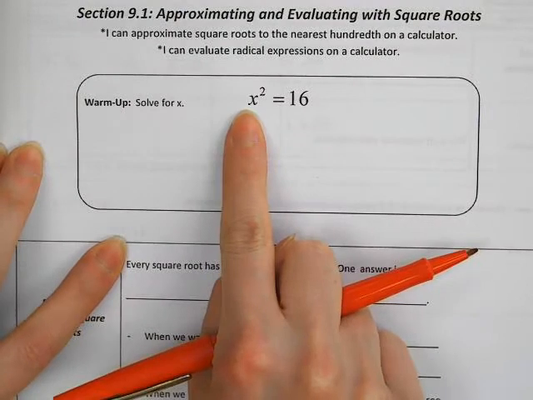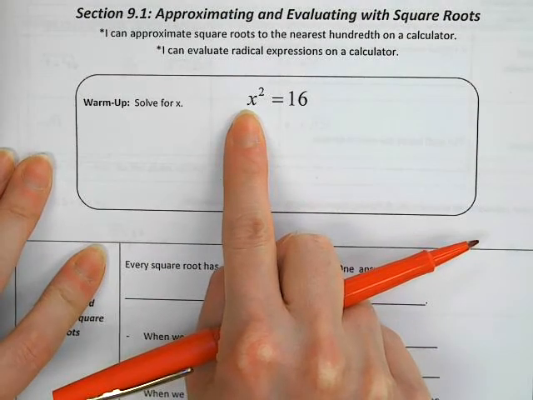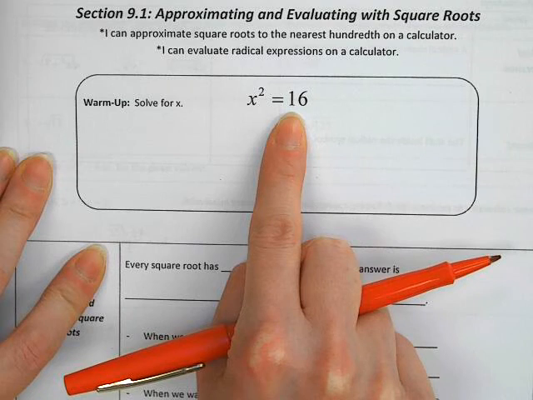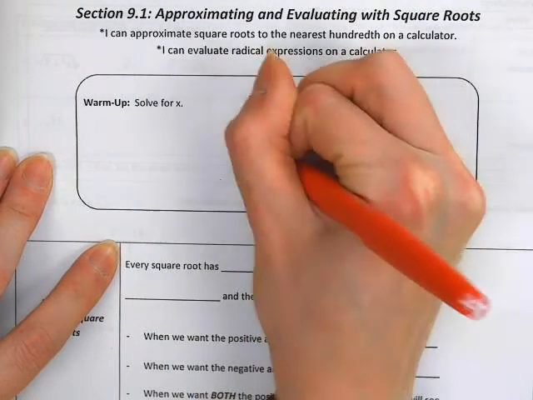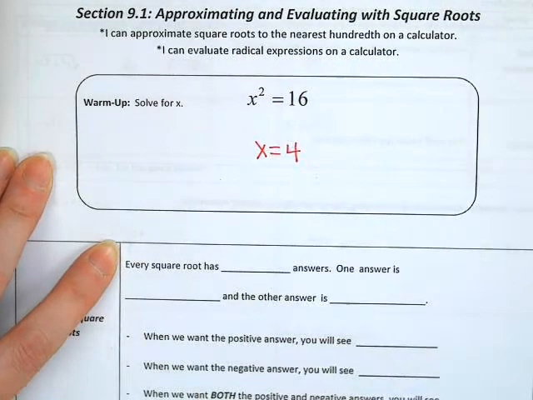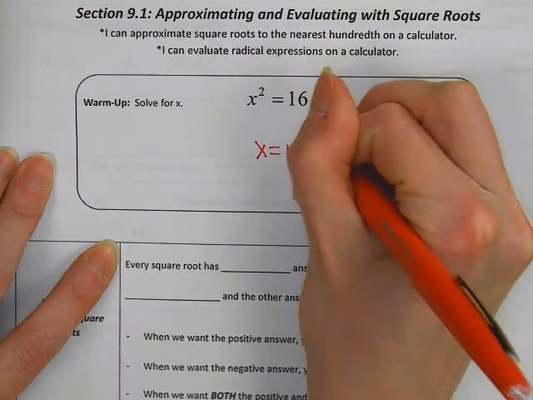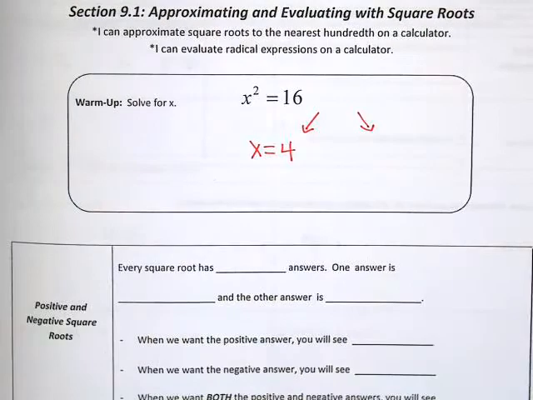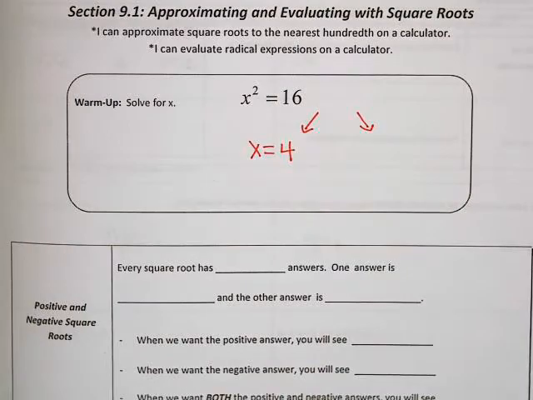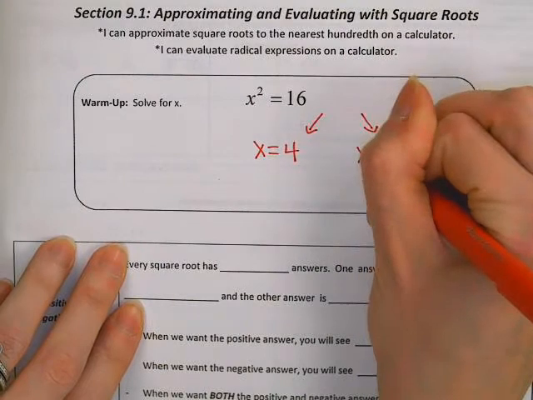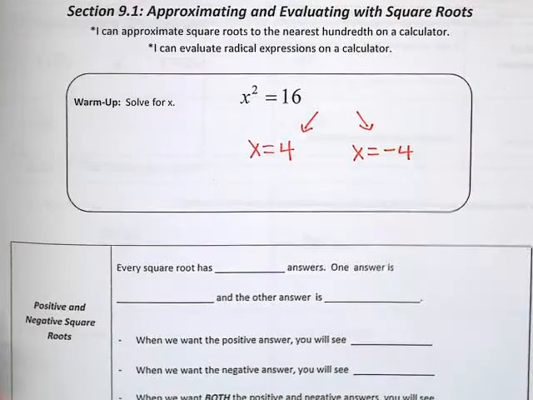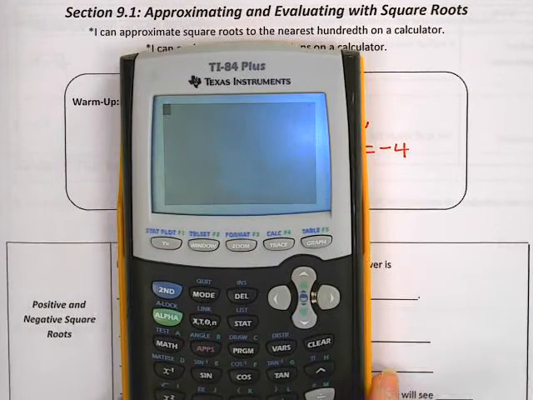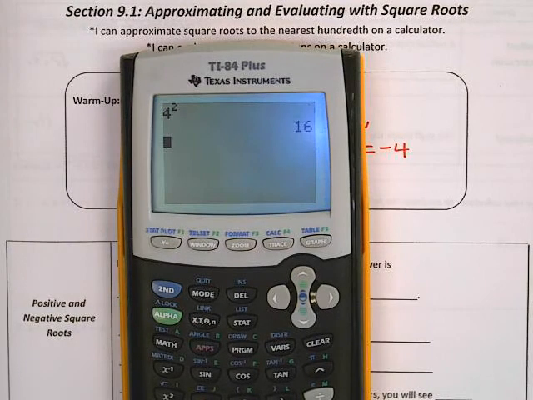What's the answer? Solve for x. What number squared is 16? And I bet a lot of you guys would say that x equals 4. And you're right, because 4 squared is 16. But there's actually two answers. There's another number that when you square it, you get 16. And that one is negative 4. Okay, and let me just show you. So 4 squared is 16, but also negative 4 squared is also 16.